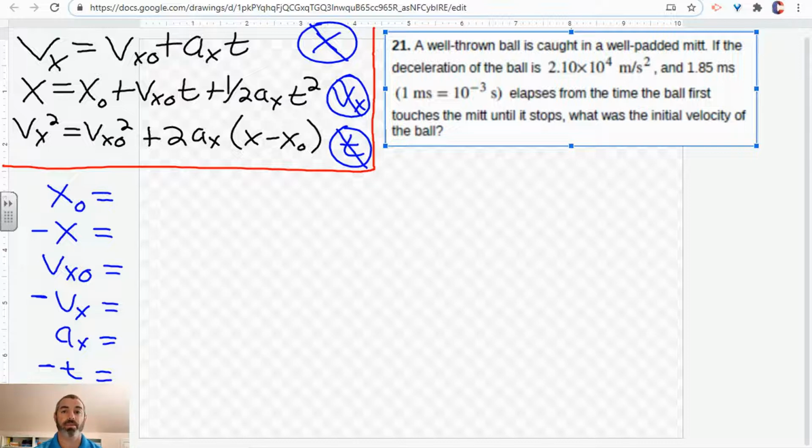And by missing, that means you don't need it in any way at all. You don't need to find it. You don't need to use it in an equation. So let's go ahead and look at our problem.